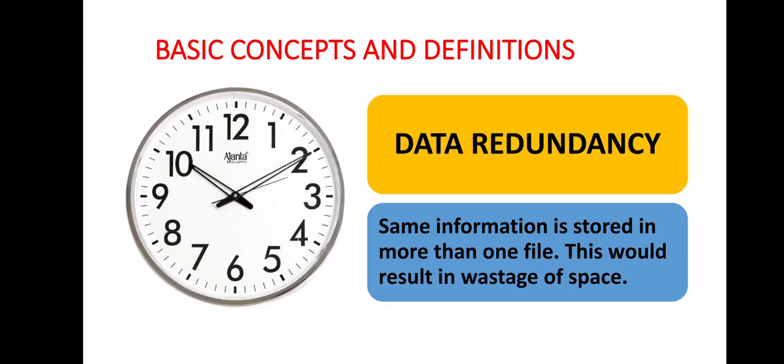Now let us see the definition of that. The same information is stored in more than one file. Here, more than one file is more than one room. This wall clock is going to be fixed in every room. This would result in wastage of space. As you can clearly see, the space on the wall is accommodating a lot of space. So similarly in a database, this will accommodate more memory. So that is clearly known as data redundancy. Redundancy means repetition. This is what you have to keep in mind.